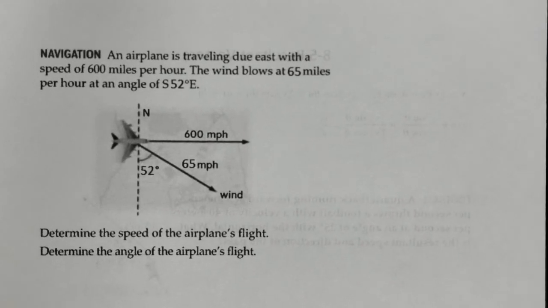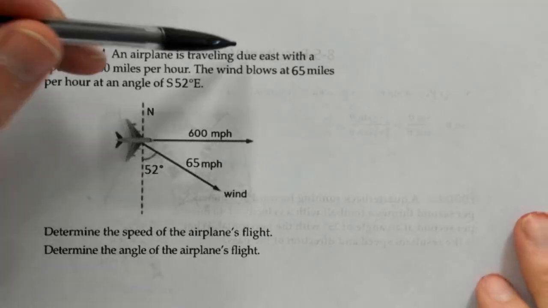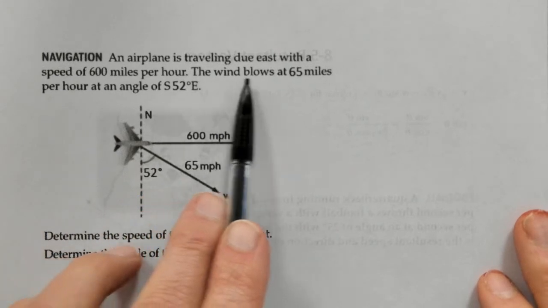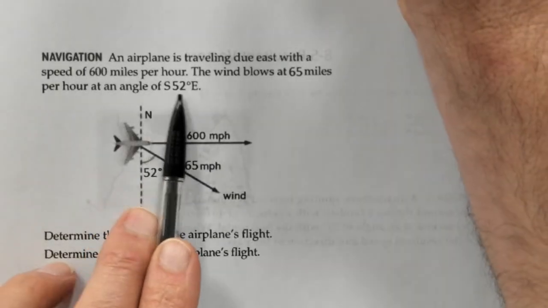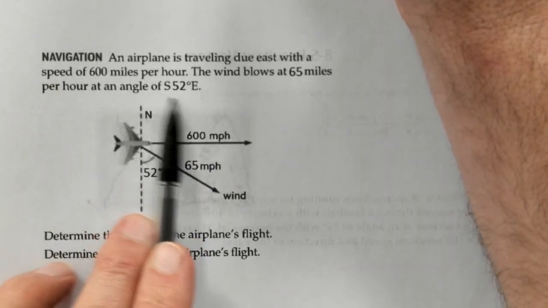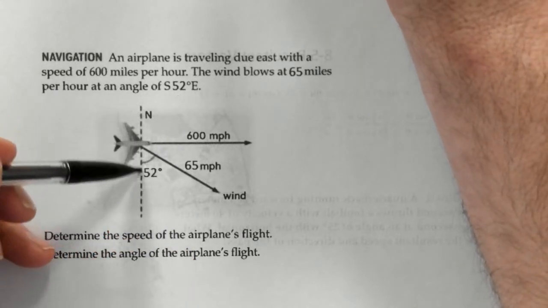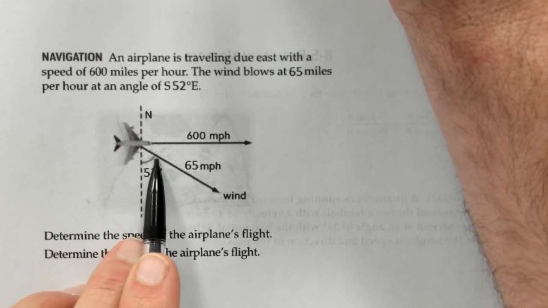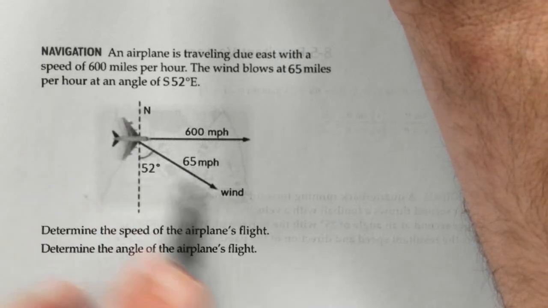So in this one, we're talking about flight path of a plane. And so let's say we have an airplane traveling due east, okay, with a speed of 600 miles per hour. The wind blows at 65 miles per hour at an angle of south 52 degrees east. Remember, this is a bearing, and we haven't looked at bearings for a while, but remember, it starts with the south, the north-south component, and then it gives you a degree measure east or west. So that's the angle 52. So that's the angle that the wind's coming at, 52 degrees off of south.